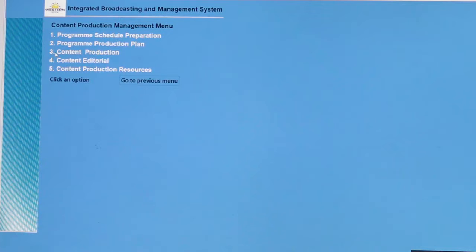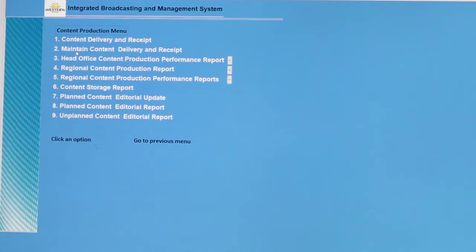After that, you have option number three, which is content production. When you click on content production, this is where the actual content is being produced. We receive the content that has been produced both from the head office and from the regional. Then you can make changes on it, which is option number two. After that, we can see a set of reports: head office content production performance report, regional content production report, the regional content production performance report, and of course the content storage report.